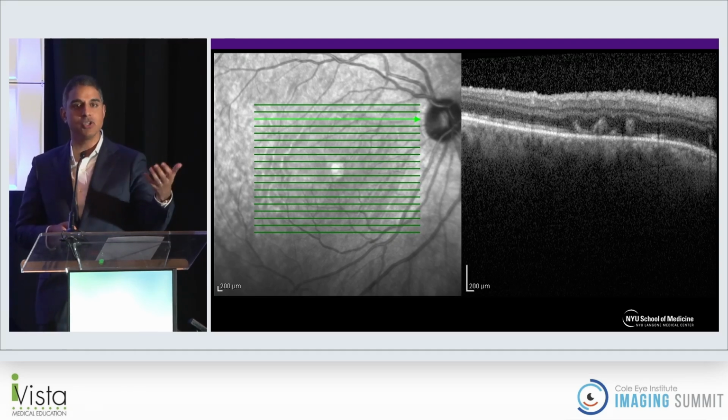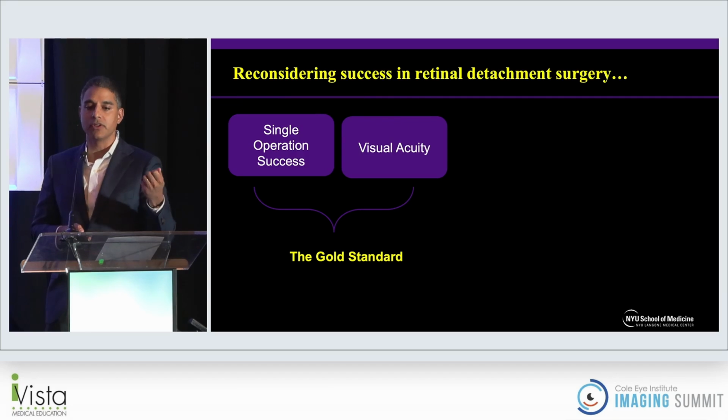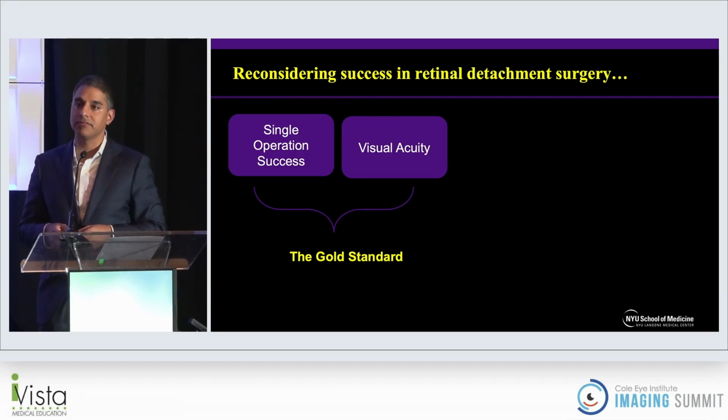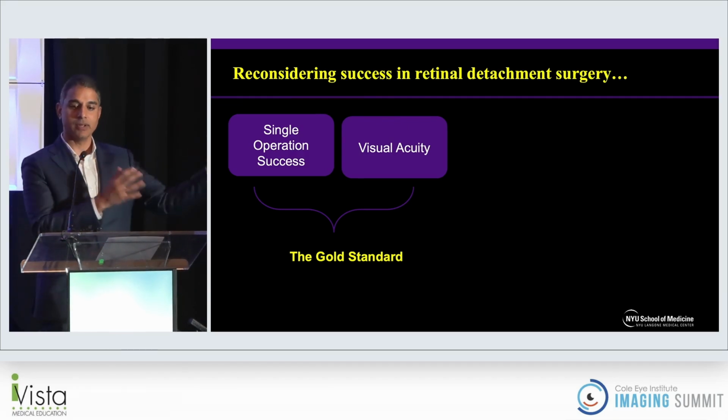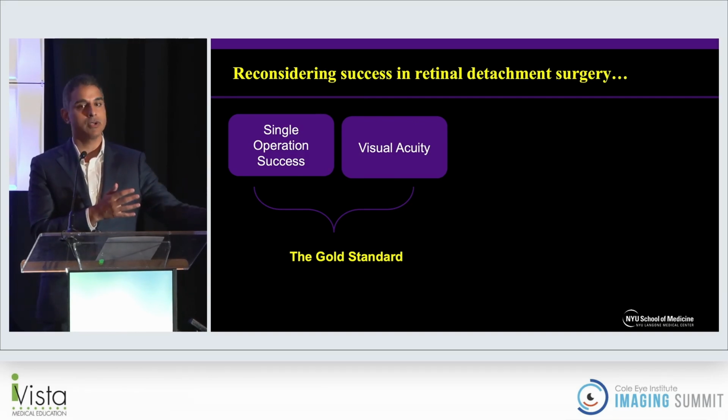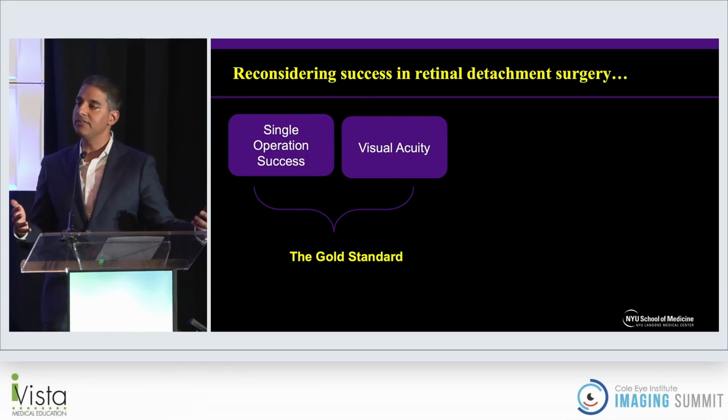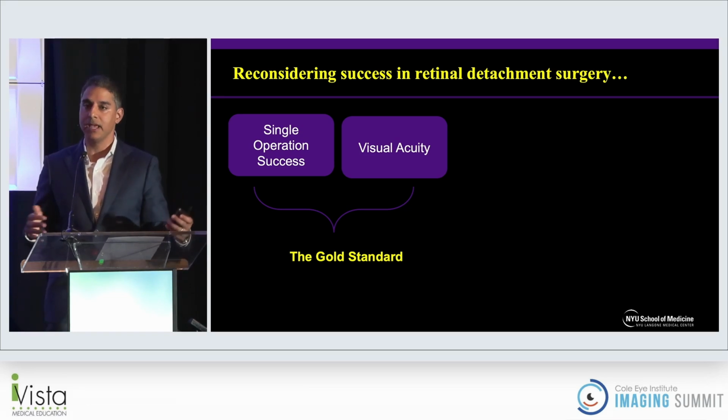And so what are some of the imaging findings that you can use when you're thinking about what defines success? So this is the old definition: single operation success, visual acuity. It's the gold standard. We can never deviate from that gold standard. This has to be paramount.